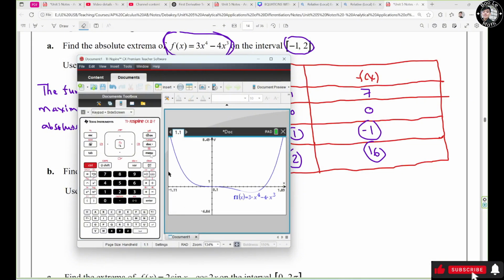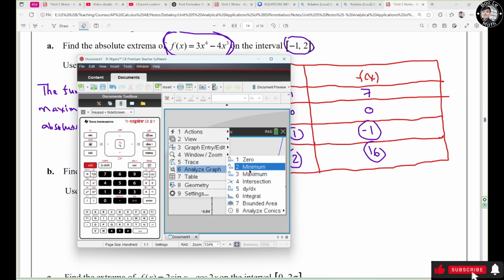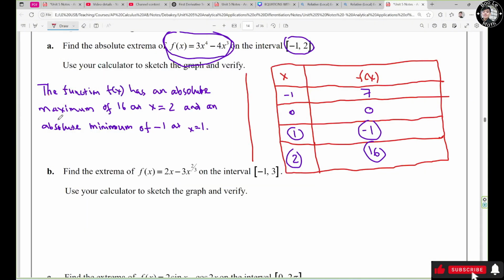Alright, so now you need to hit menu, analyze graph, minimum. You have the absolute minimum right here, the lowest one. Hit enter, go to the right, hit enter, and the answer right here is -1, which matches. Let's move on to question B.